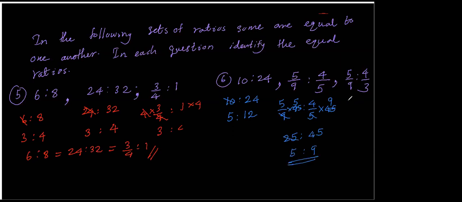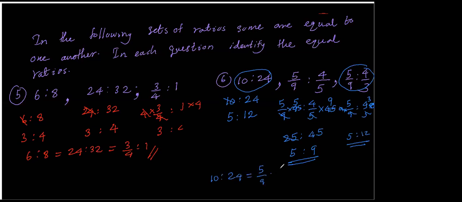This one, 5/9, 4/3. To remove this, this is by 3. This is by, this is by 9. This is also by 9. Let's remove. Here 3. 5 to 3 times 4, 12. Equivalent ratios: take this one and this one. 10 to 24 equals 5/9 to 4/3. Yasit, can you understand this?